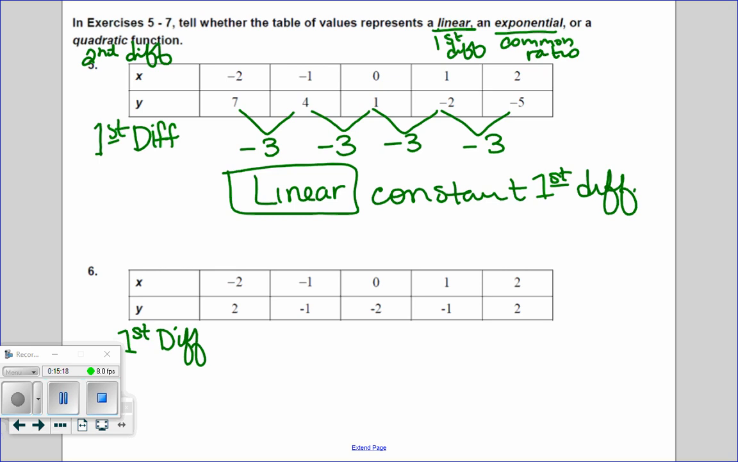Okay, so you would do that if you're checking for linear, or even if you're thinking it's quadratic, you'll need that anyway. Okay, all right. So there's our first difference. Let's check for that, like we did up on number 5. So from 2 to negative 1, what did we do? Decrease by 3, right? Positive 2, or you could think of this as negative 1 minus 2. That's still negative 3, but it's a decrease of 3. Everybody okay with that? Okay.